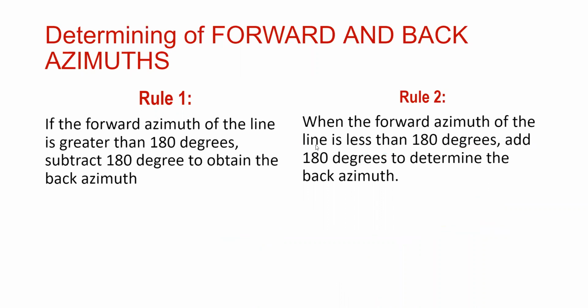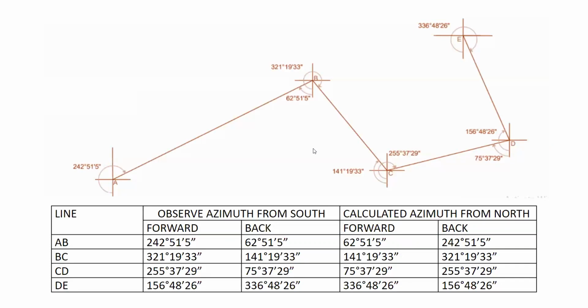So let me have an example here. Okay. So we have here, wag niyo muna itong pansinin para hindi makalito. We have here an observed azimuth from the south. So for the line AB, eto yon, the forward azimuth from the south. So simula sa south, yung forward azimuth niya raw is 242 degree 51 minutes and 5 seconds. Okay?